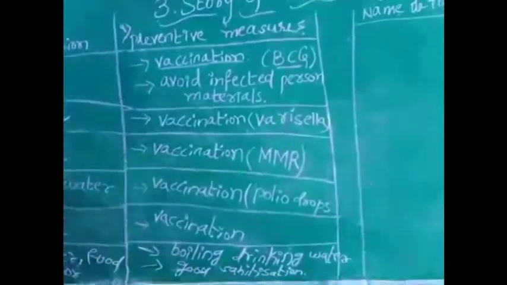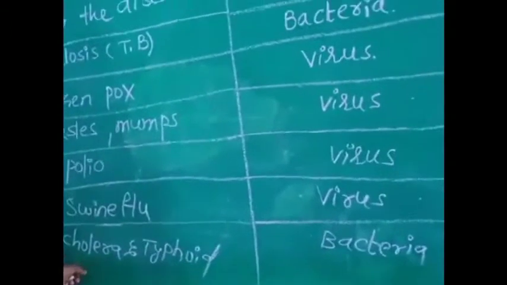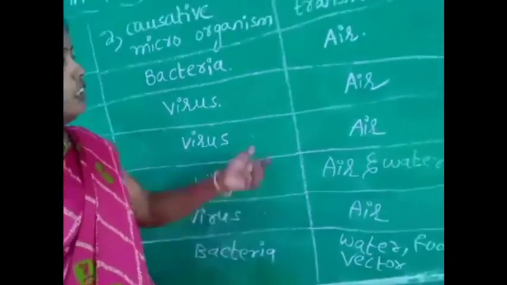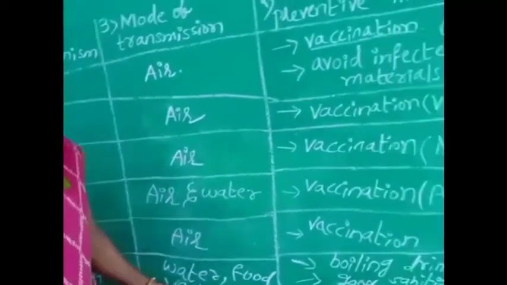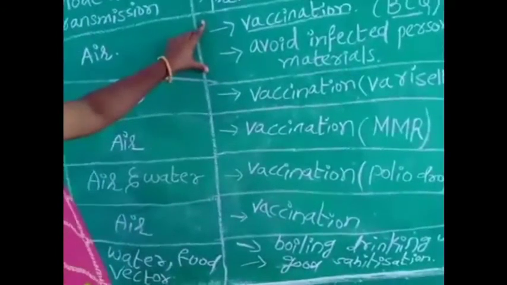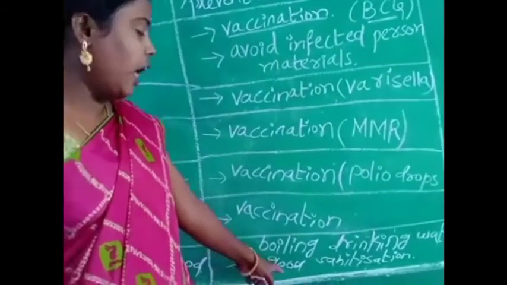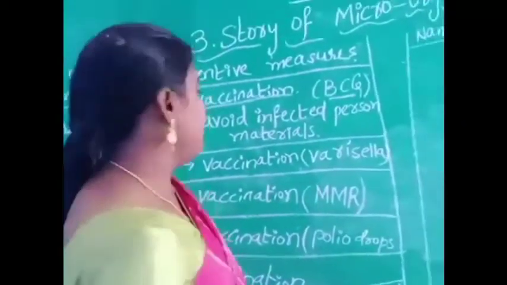So what is the sixth type of disease? Cholera and typhoid, which are caused by bacteria. They are transmitted through water, food, and vectors. How can we prevent this disease? By drinking boiled water, keeping your surroundings clean, and following good sanitization methods.